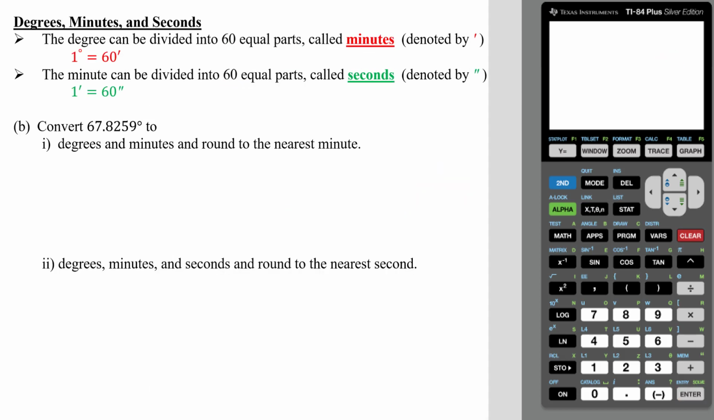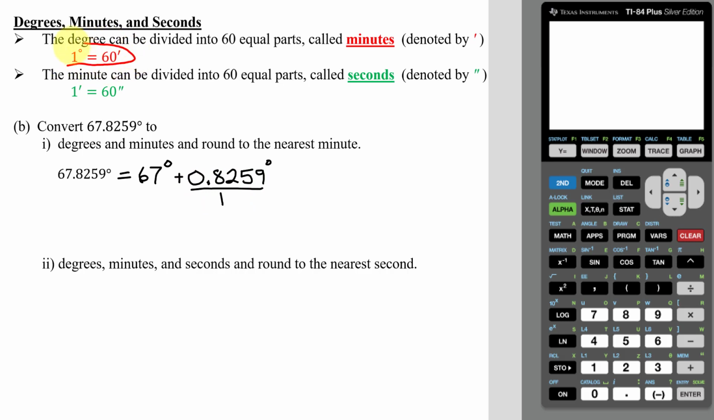Now in part B, I need to convert 67.8259 degrees to degrees and minutes and round to the nearest minute. Then I need to convert it to degrees, minutes, and seconds and round to the nearest second. So starting with 67.8259 degrees, I'm happy with the whole number part. So I have 67 degrees plus 0.8259 degrees. And this is what I'm going to have to convert into minutes.